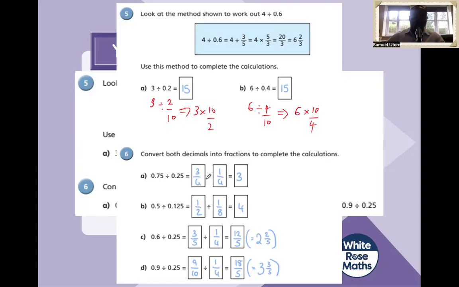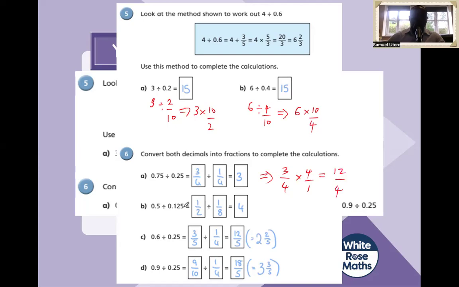So for this one, just to make a comment on A and B, 0.75 is 3 over 4 divided by a quarter, because 0.25 is a quarter. This is the same thing as 3 over 4 times 4 over 1. Of course, 12 divided by 4 will be 3 because 3 times 4 is 12. 4 times 1 is 4. So this is 12 over 4, which is 3.